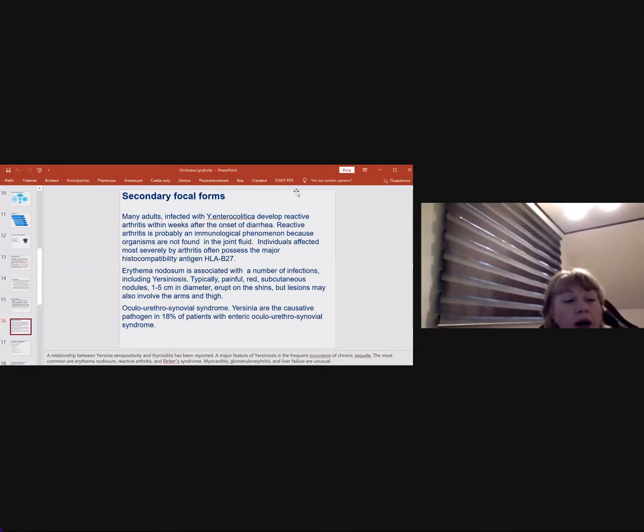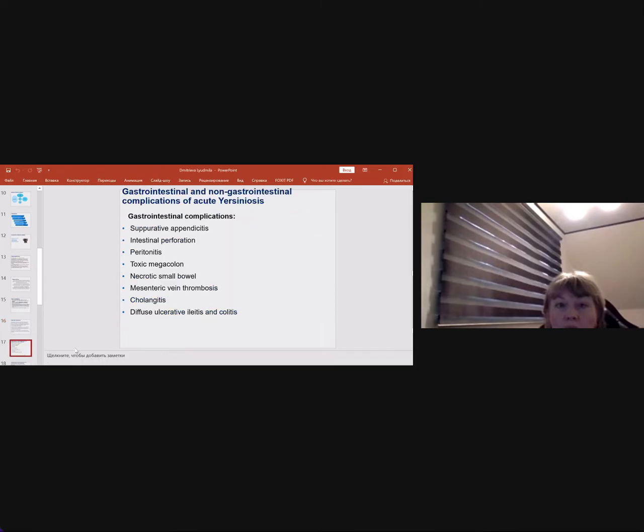A variety of other gastrointestinal and extraintestinal complications of acute Yersiniosis have been described. Gastrointestinal and non-gastrointestinal complications of acute Yersiniosis. Gastrointestinal complications: suppurative appendicitis. Doctors, you know that the patients with yersiniosis usually have catarrhal appendicitis.